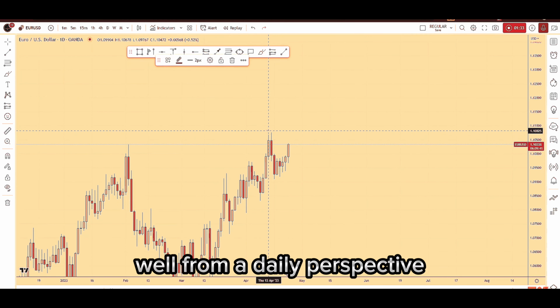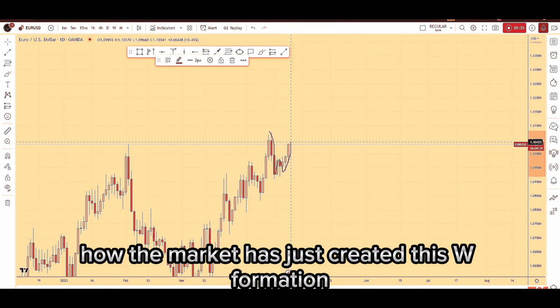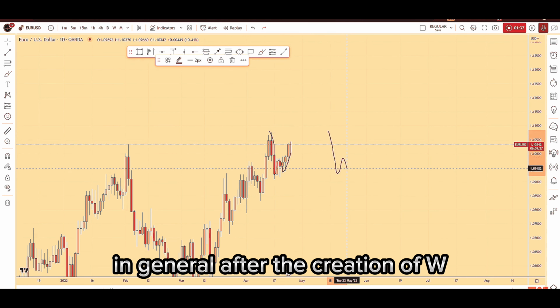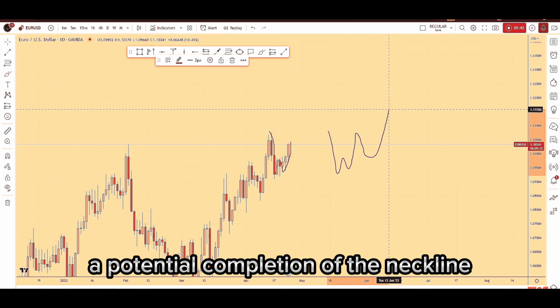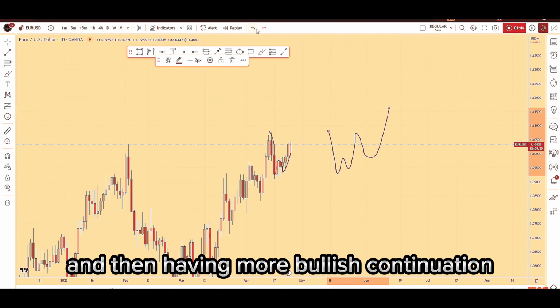Dropping down on the daily time frame, what do we have? Well, from a daily perspective, we can notice how the market has just created this W formation. In general, after the creation of a W, what you would expect is first a potential completion at the neckline and then having more bullish continuation.